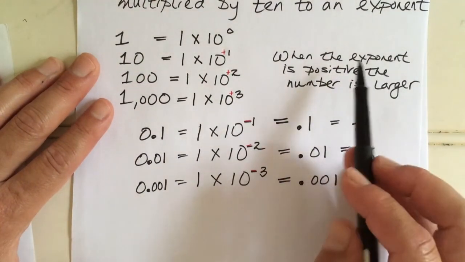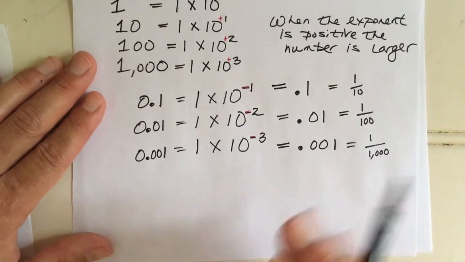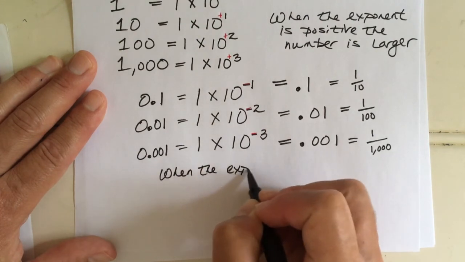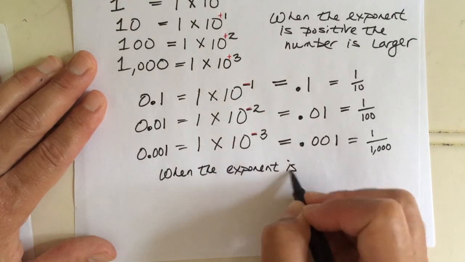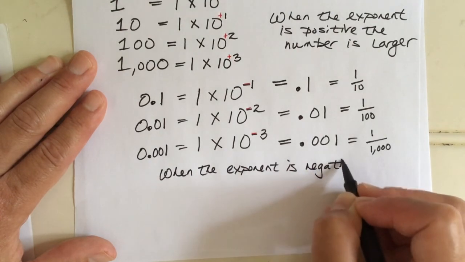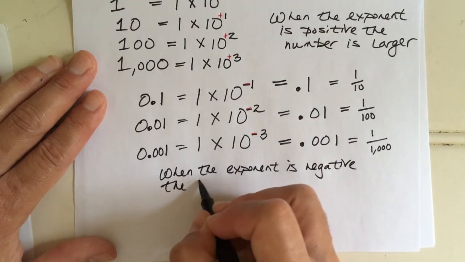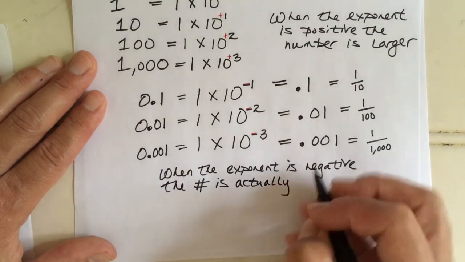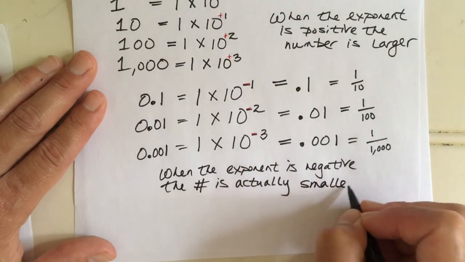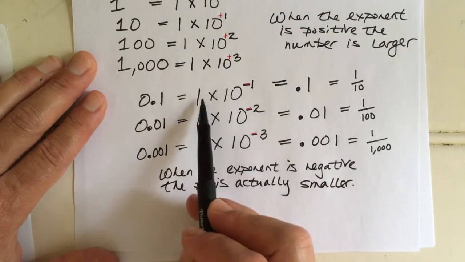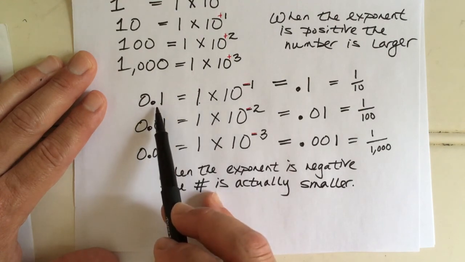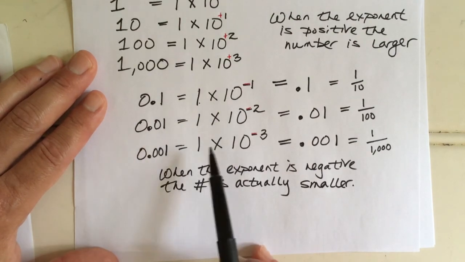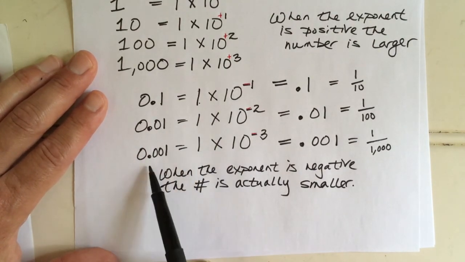So when the exponent is negative, the number is actually smaller. Meaning that because of this negative exponent, the number went from 1 to 0.1, right? Because this exponent is negative, instead of 1, it's 0.01. Because this exponent is negative, instead of 1, it's 0.001.